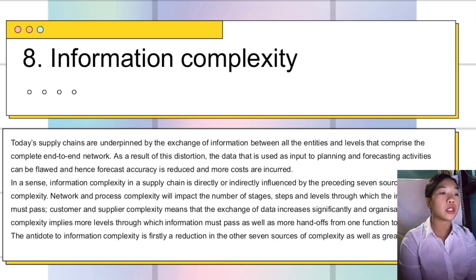Network and process complicity will impact the number of stages, steps, and levels through which the information must pass. Customer and supply complicity means that the exchange of data increases significantly, and organizational complicity implies more levels through which information must pass as well as more handoff from one function to another. The antidote to information complicity is first, a reduction in the sources of complicity as well as greater visibility.